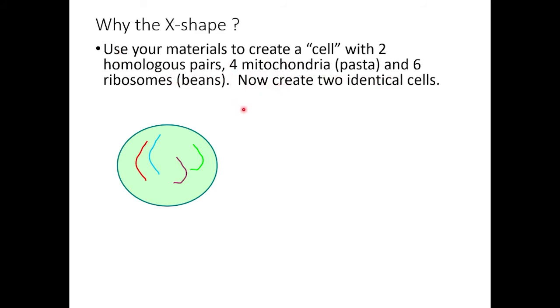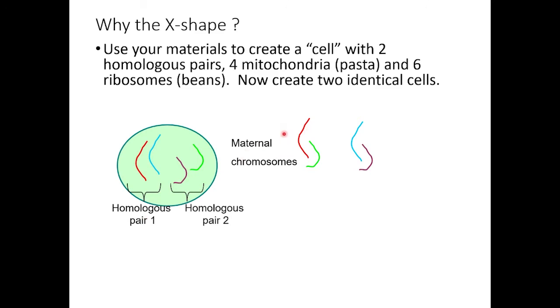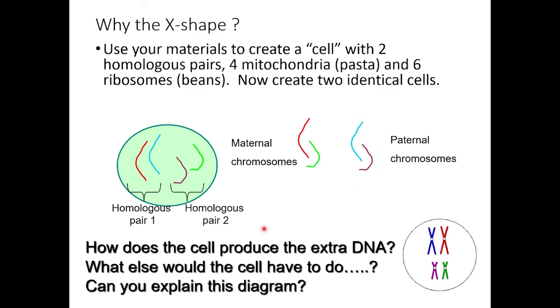So now we need to create two identical cells. This is the homologous cell, part 1, this is part 2. So this is the material, this is the chromosome, and this is the partner chromosome. How does the cell produce the extra DNA? What else would the cell have to do? Can you explain the diagram? At this point they'd have to line up. That's what we need to know.